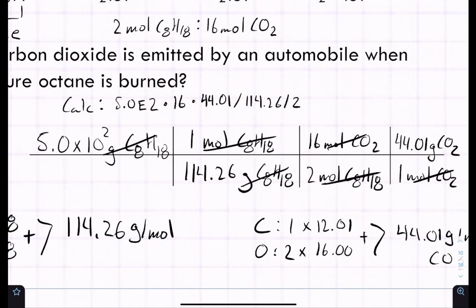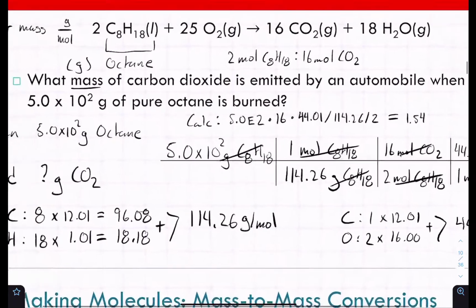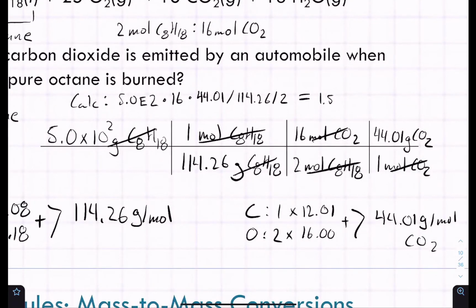So 5.0 e to the 2 times 16 times 44.01 divided by 114.26 divided by 2. Oops. And that equals 1.54. I should just have 2 sig figs. Oh, it's just 2 sig figs. 1.5 times 10 to the 3 grams of CO2. So it'll also be the answer from there.